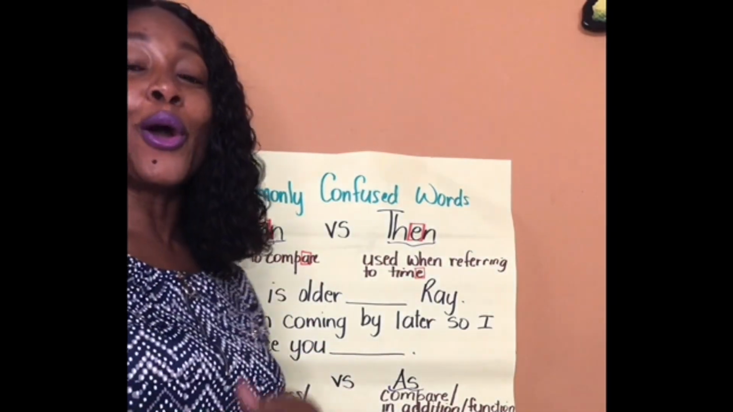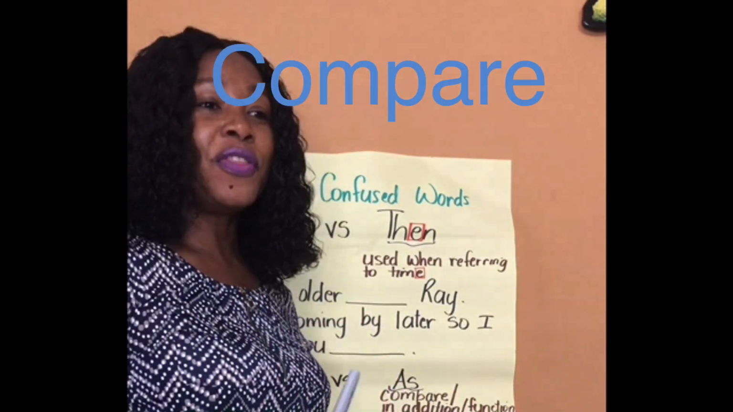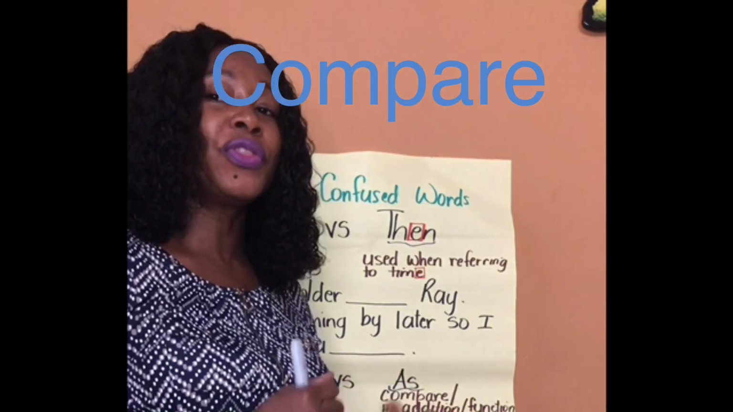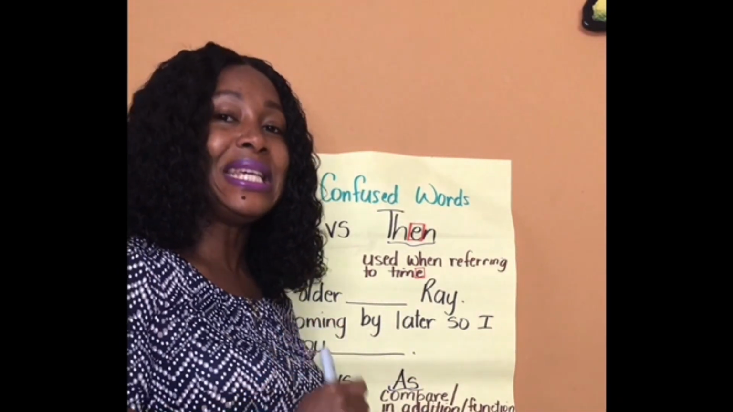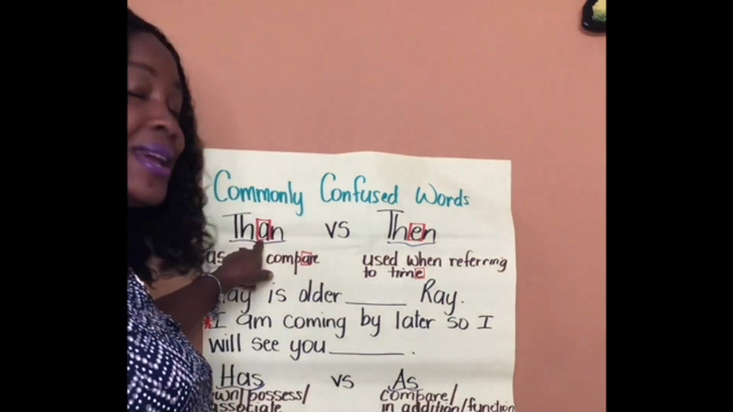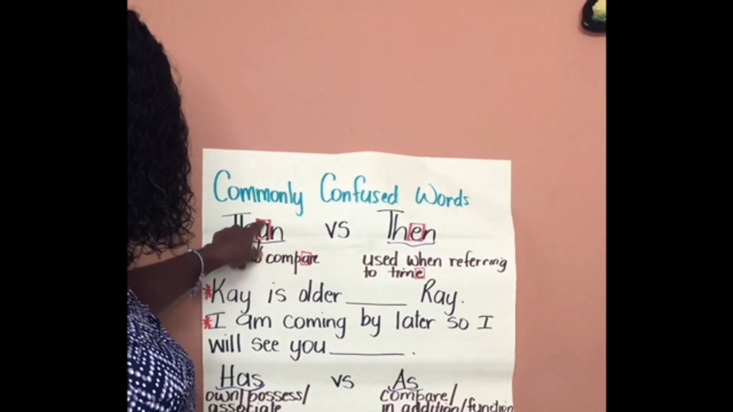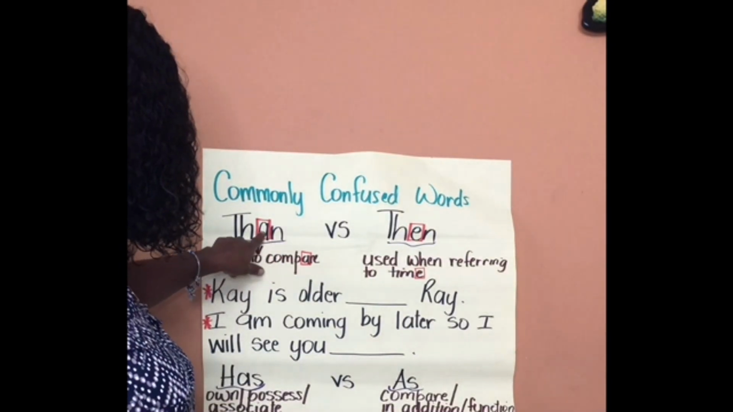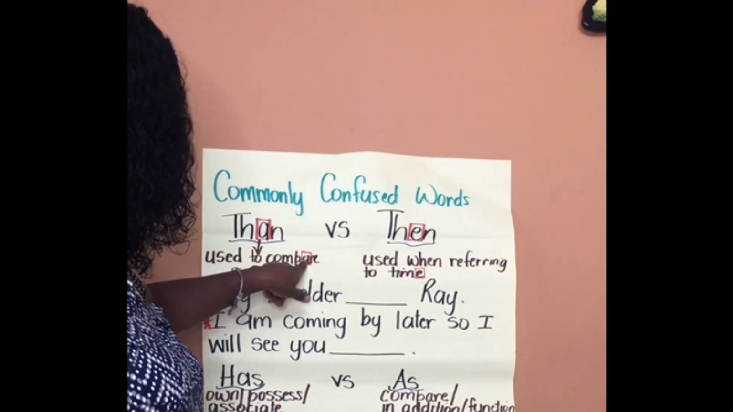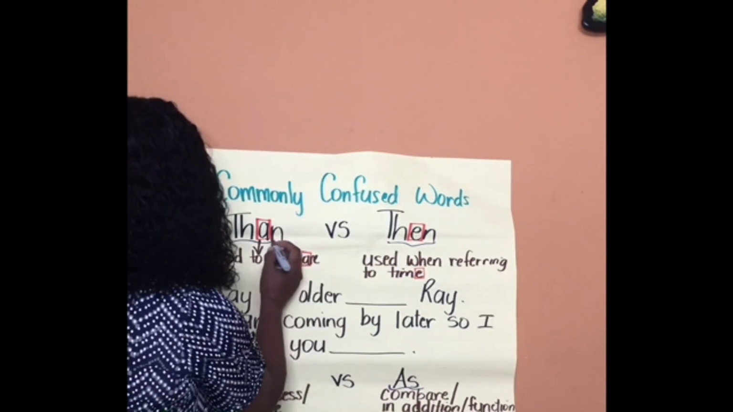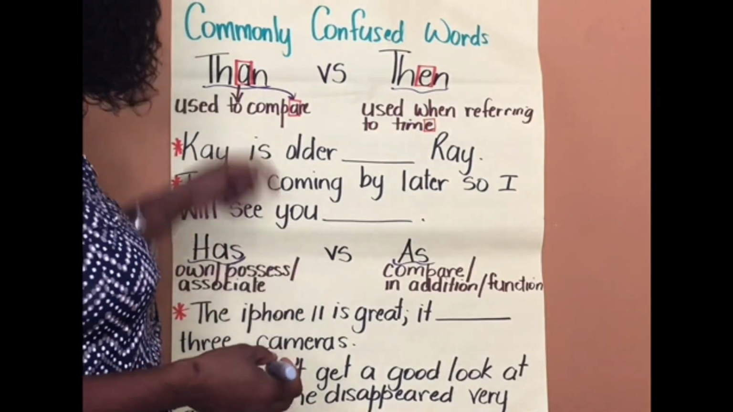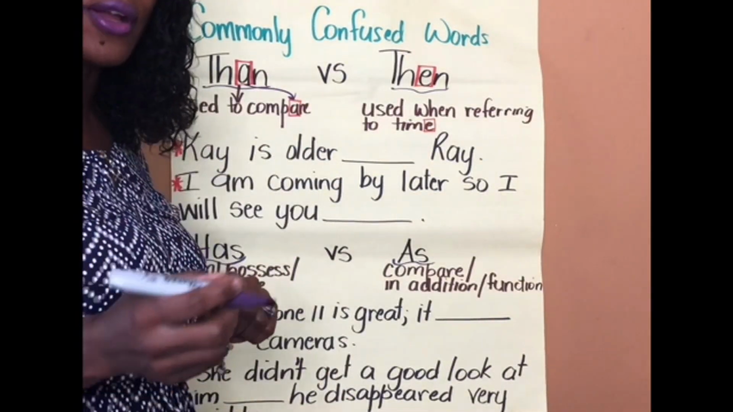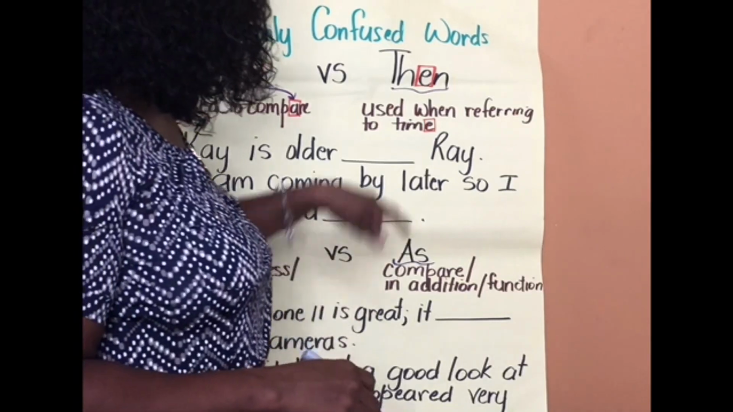Than is used to compare. So if you're thinking about comparing 2 things, you're using THAN. And you might realize I box this A. It's my little trick. What I do is box the A in than and the A in compare, so it reminds me to compare. So than means we're comparing. We're going to look at examples soon.